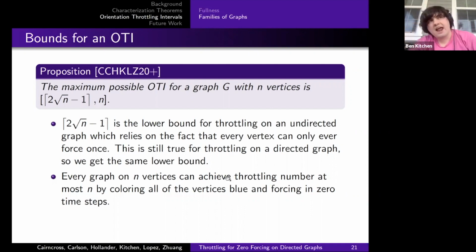Now, the upper bound of n comes from the fact that we can just fill all the vertices from the start and force everything in 0 time steps, yielding a throttling number of n. Because we can always achieve this, and because throttling number is a minimum, we can't do any worse than this.